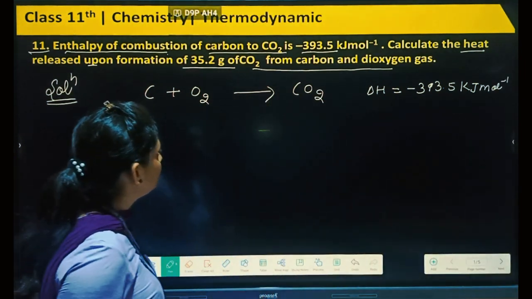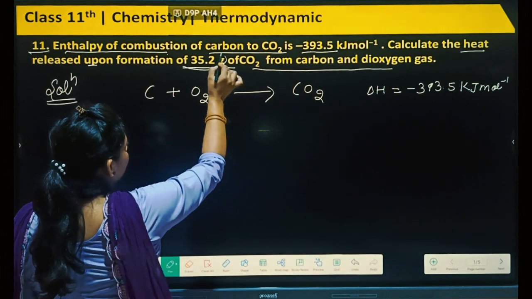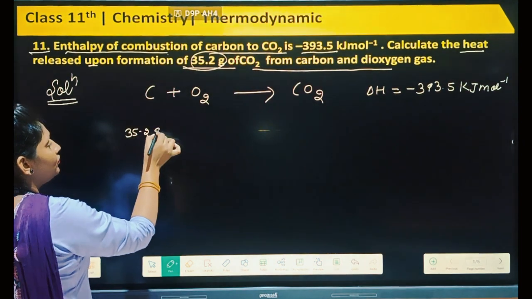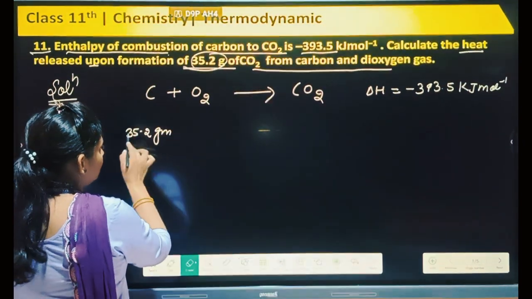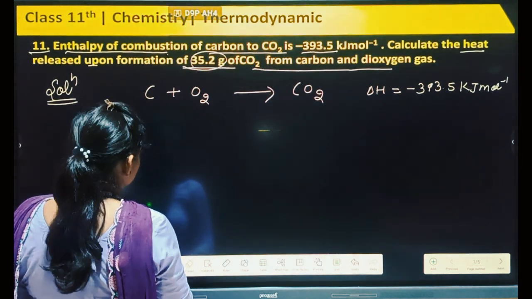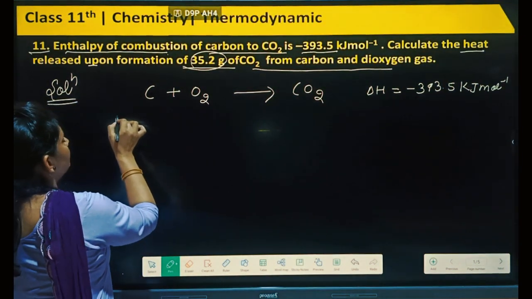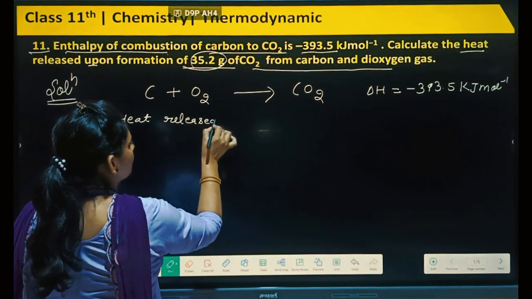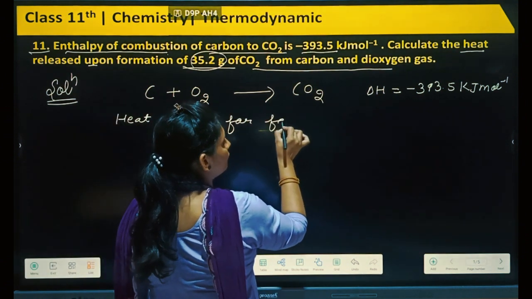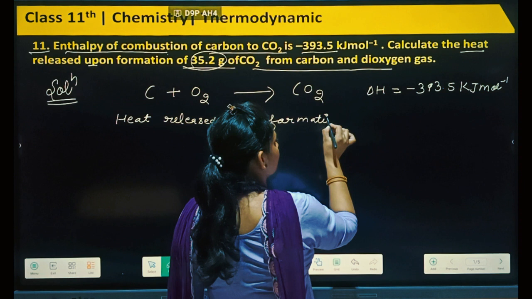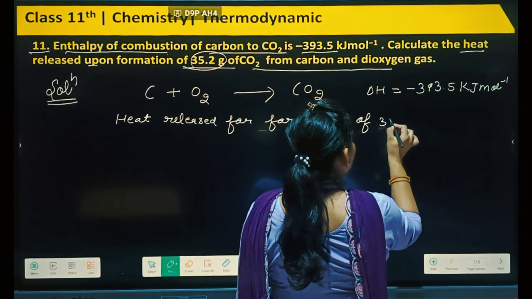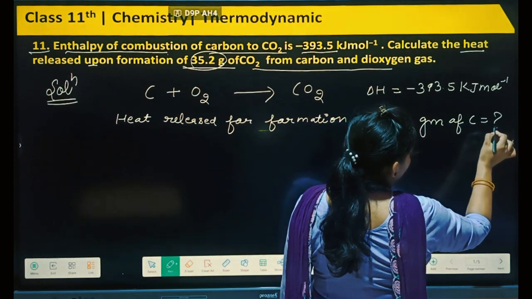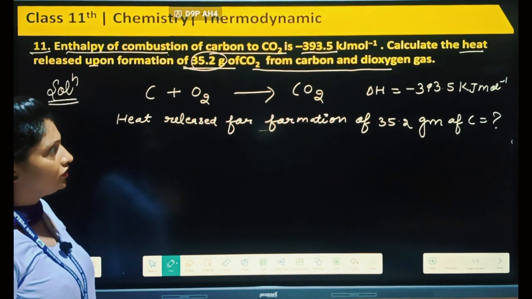Then what is the enthalpy change? Heat release takes place when production of 35.2 gram of CO2 takes place. So we can write heat released for formation of 35.2 gram of CO2. We need to calculate this, students.